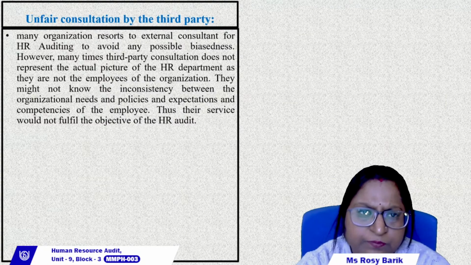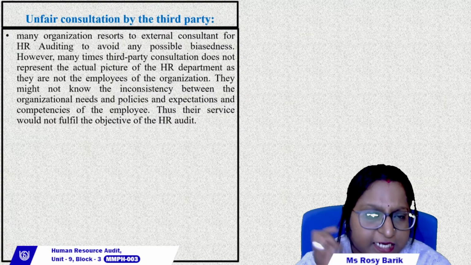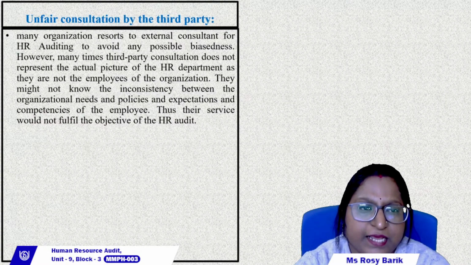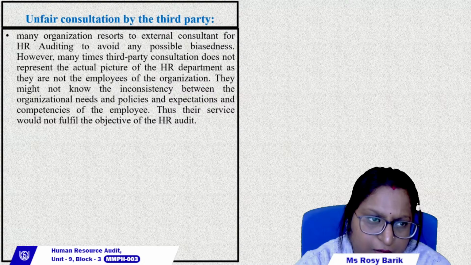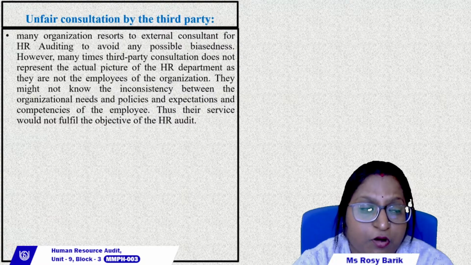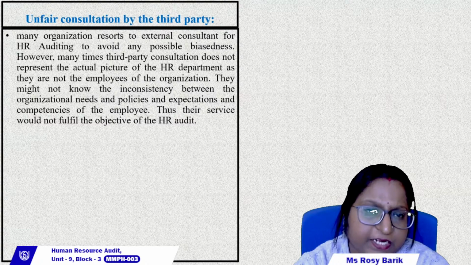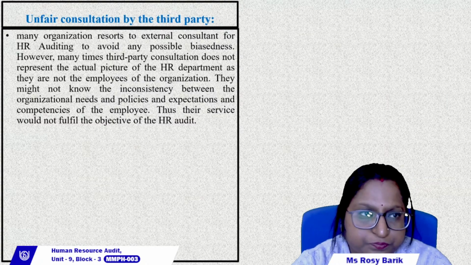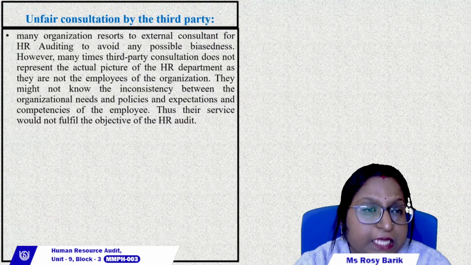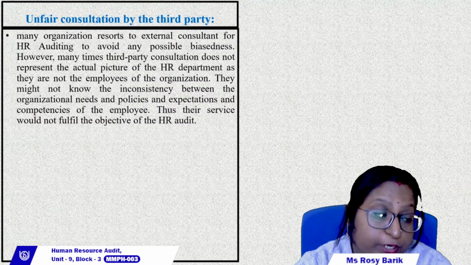So, most of the time, what happens? The organization hires an external agent to audit the HR department. Most of the time, their results do not match the actual work of the HR department. They might not know the inconsistency between the organizational needs and the policies and expectations of the competencies of the employees, or they do not represent the actual picture of the HR department, as they are not employees of the organization.